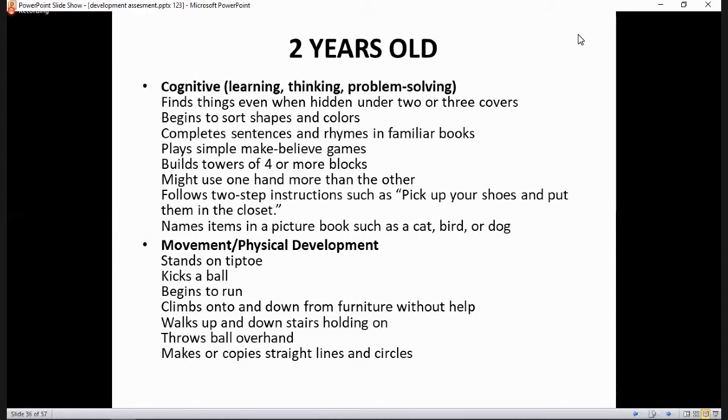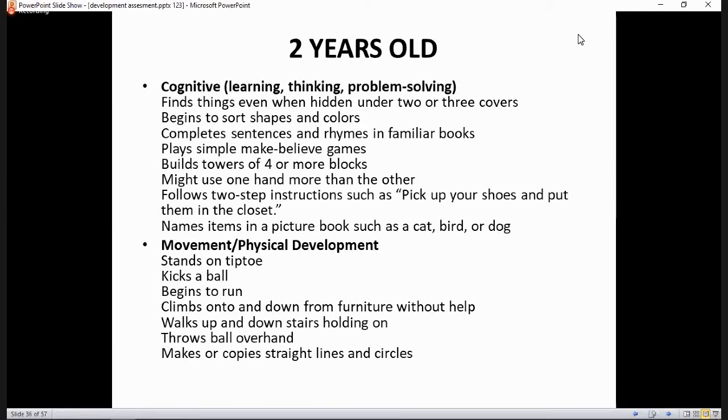In the cognition, they can find hidden things even if under 2 to 3 covers. Begins to sort shapes and colors, completes sentences and rhymes in familiar books, plays simple make-believe games, and makes a tower of 2 or more blocks.